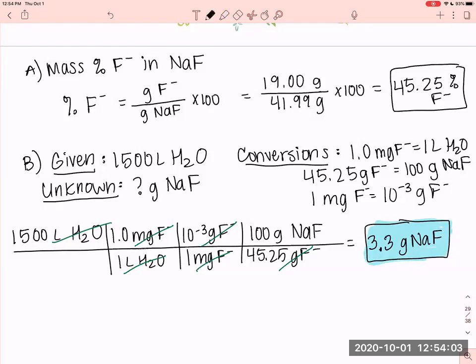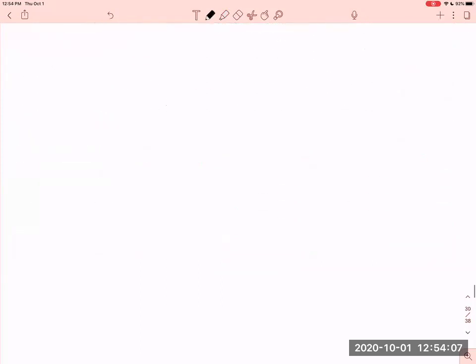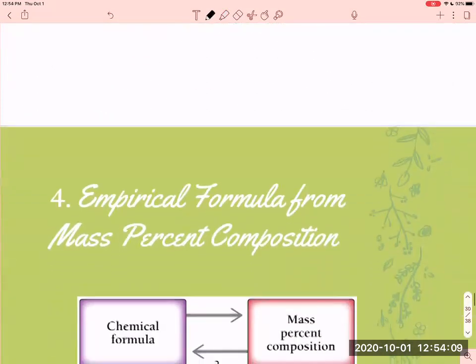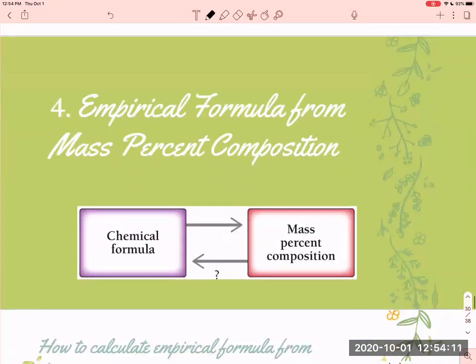All right, so hopefully that wasn't too bad. That is kind of a challenge problem. So we're going to move on and talk about empirical formula and mass percent composition. We're going to use it now to find empirical formula. So this is really the good use of these things.